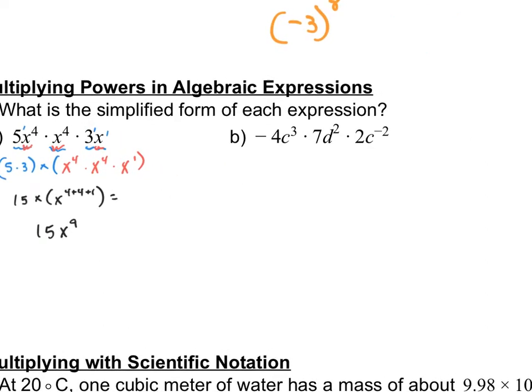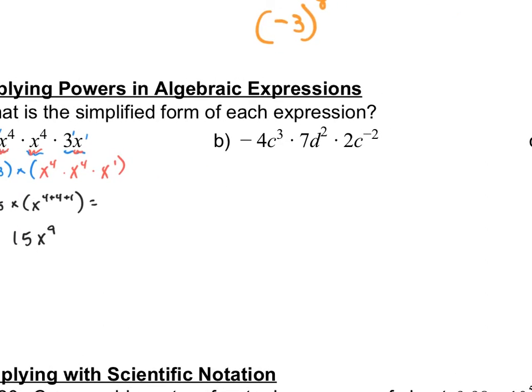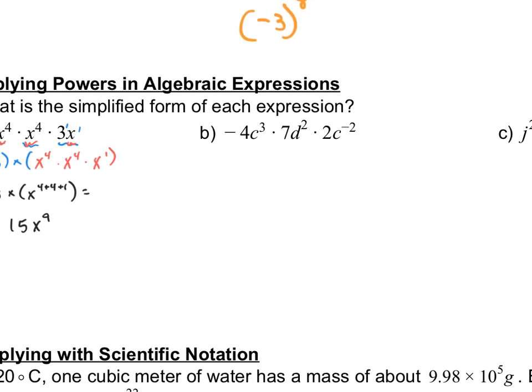Okay, looking at this next expression, let's combine what we can combine. We have -4 times 7 times 2, right? We have those times my c to the 3rd, times c to the -2nd, those guys right there, times d to the 2nd. And I think I have included everything in my rewrite.